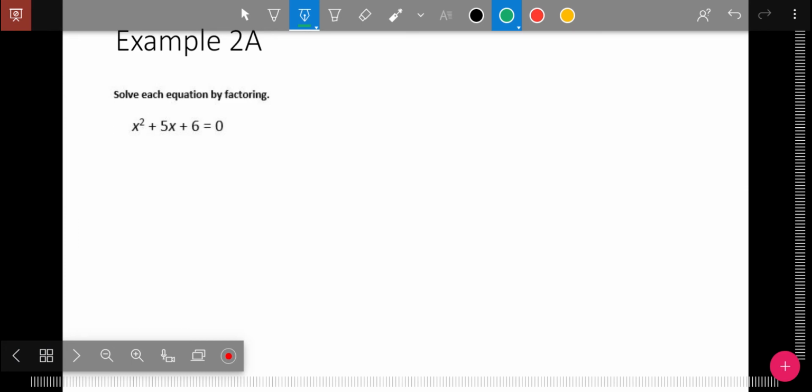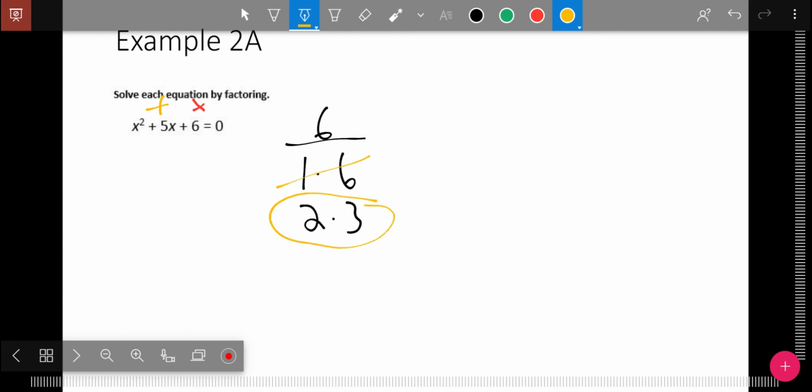And so let's look at that here. What numbers multiply to make 6? Multiply to make 6 would be 1 times 6 or 2 times 3. I want them to add up to make 5. 1 plus 6 makes 7. 2 plus 3 makes 5.